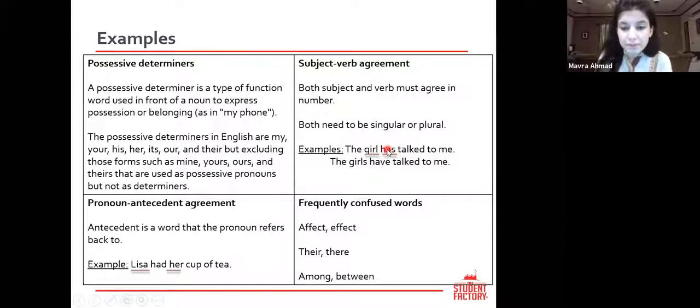It's a singular verb. In the next example, the girls have talked to me. Have is a plural verb and girls is a plural subject or a plural noun. So this subject verb agreement is very, very important. Frequently confused words, effect, there, among, between. This is very important that we know how we have to tackle these, right?